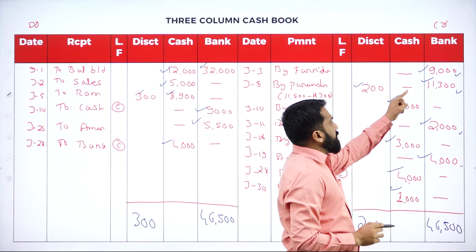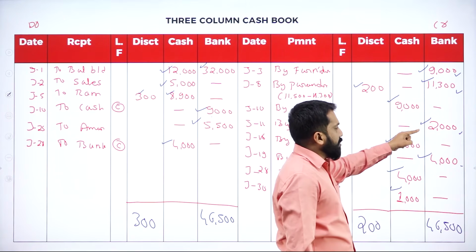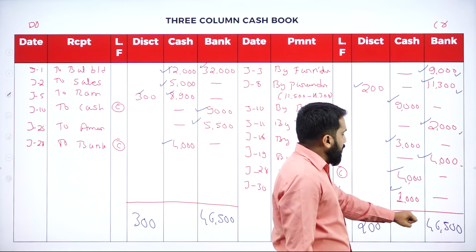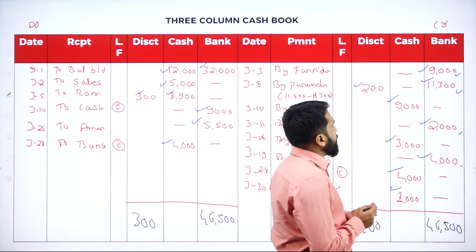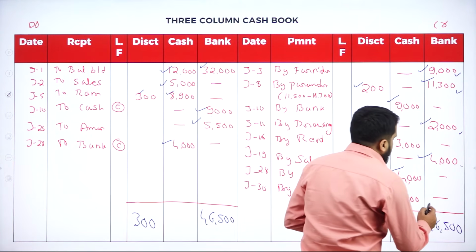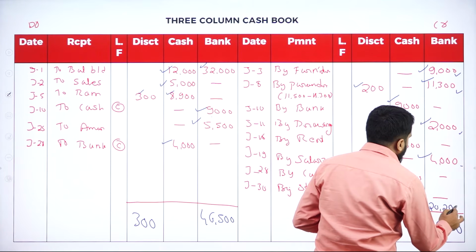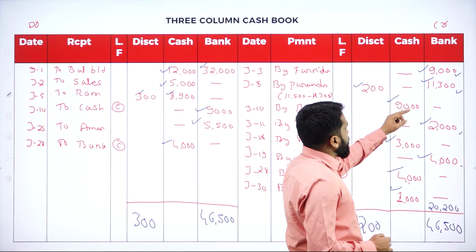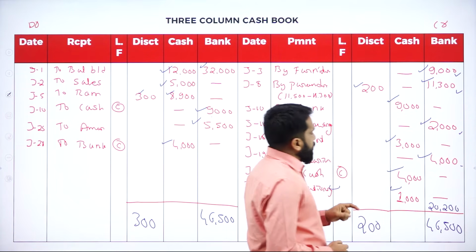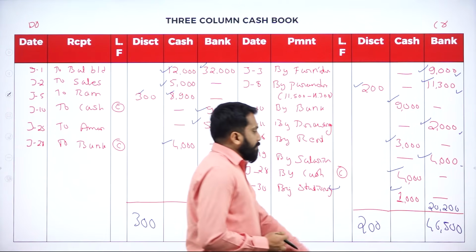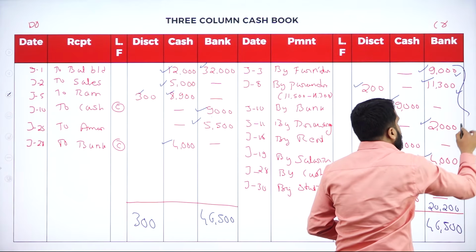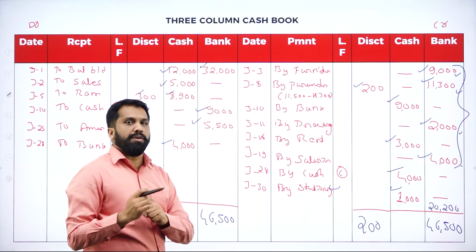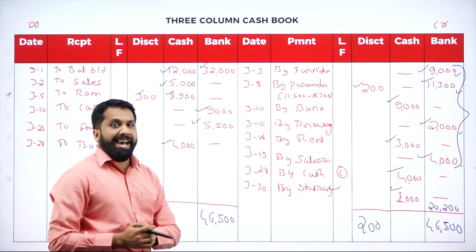Now, from 46,500, we should subtract this as well as this. How? Check. 11 plus 9, 20,000 plus 2, 22 plus 4, 26,300. Now, if you subtract 26,300, you will get around 20,200. I'll check it once. 20, 24, 26, and 20, 46,500. Yes, so you will get 20,200. From the total, you are supposed to subtract everything. You will get 20,200. Hope you understood. Now we'll come to the cash column.